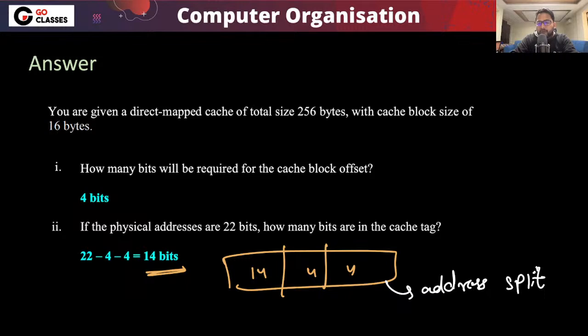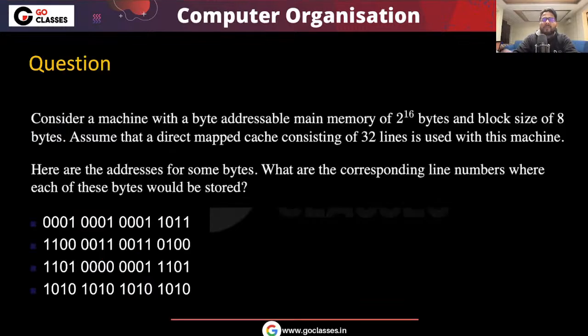Okay, so now let's just continue. Now let's just solve this question. What they are saying: consider a machine with byte addressable main memory. 2 power 16 bytes are there, which means a 16-bit main memory is there. So I think this is the byte address, or the main memory address, of some byte.